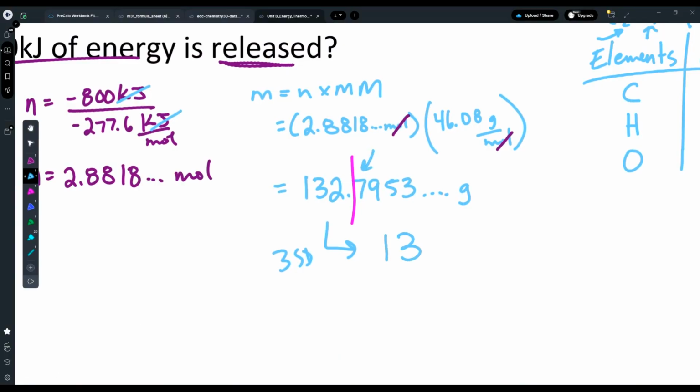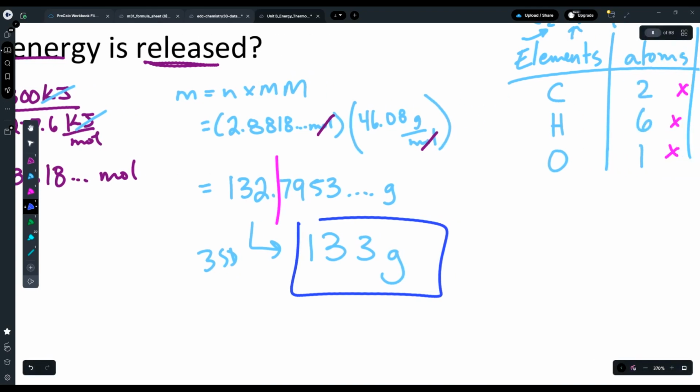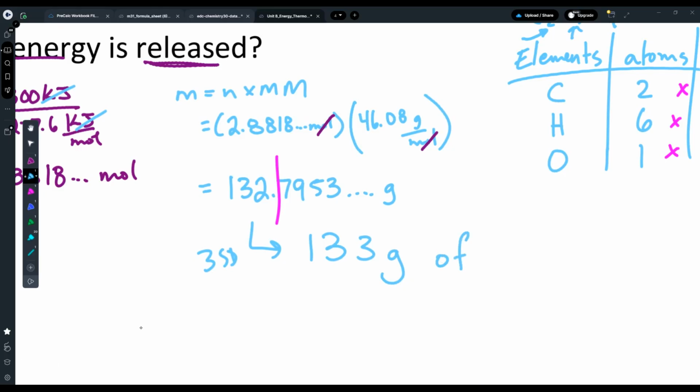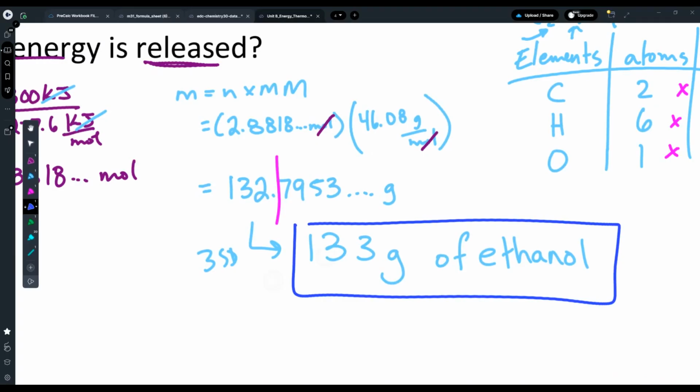And since the number after the cutoff line is 5 or higher, we round up the number in front of the cutoff line. So we got 133 grams. Okay, and this is 133 grams of ethanol. Maybe I should put that in. There we go.